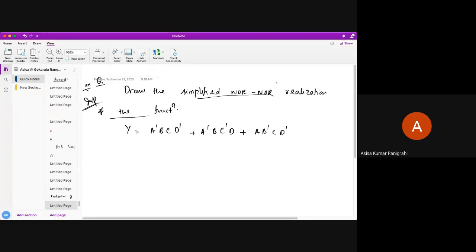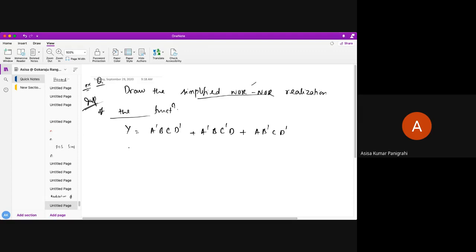You need to realize the minimized form of this particular given function, and finally you have to realize it with NOR. Both the levels should be NOR. Okay, am I correct, students? So you see here what you need to do. I have already discussed this with you.